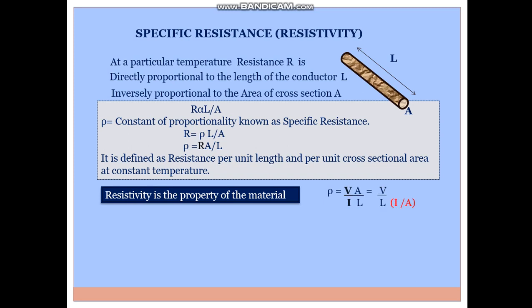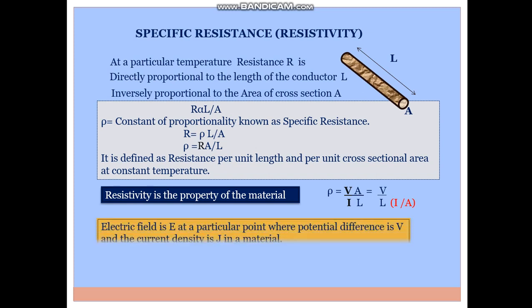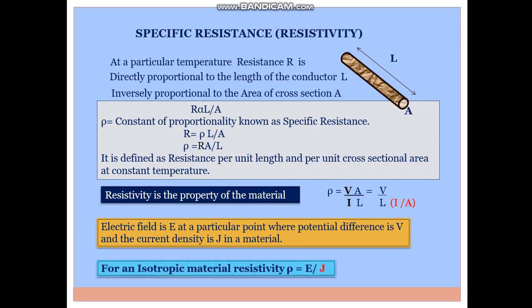Now, we can write, instead of R, V upon I, according to Ohm's law. So, rho is equal to V upon I into A upon L. If you rearrange, we get V upon L divided by I upon A. But from our previous explanation, I upon A is nothing but the current density J. So, if you have electric field E at a particular point where the potential difference is V and the current density is J in a material, then we can write for an isotropic material, resistivity rho is equal to E upon J.